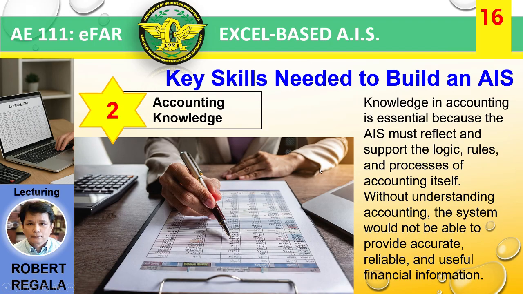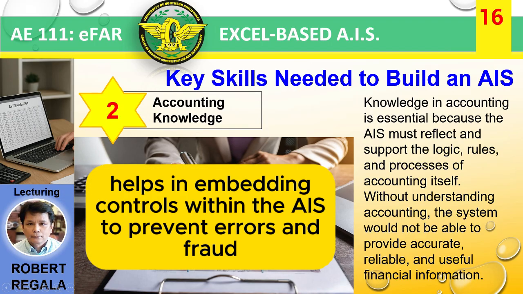The chart of accounts, double entry system, and concepts like accruals, matching, and materiality guide the system design logic, especially how the system classifies and processes transactions. Knowledge of accounting ensures the system aligns with standards such as IFRS, GAAP, or tax regulations, so reports generated are valid and legally compliant. Such knowledge also helps in embedding controls within the AIS, for example, segregation of duties, audit trails, reconciliations, to prevent errors and fraud.